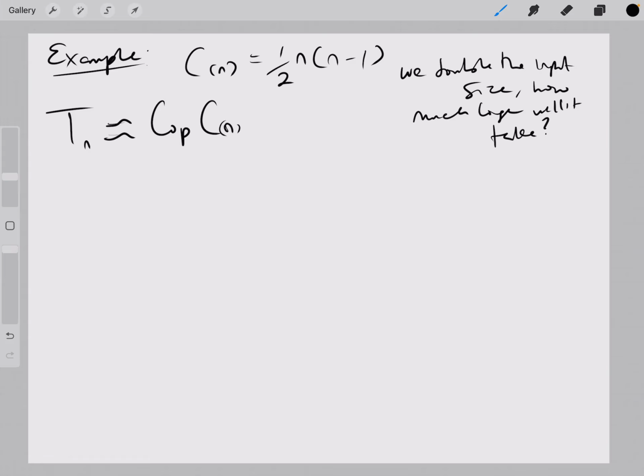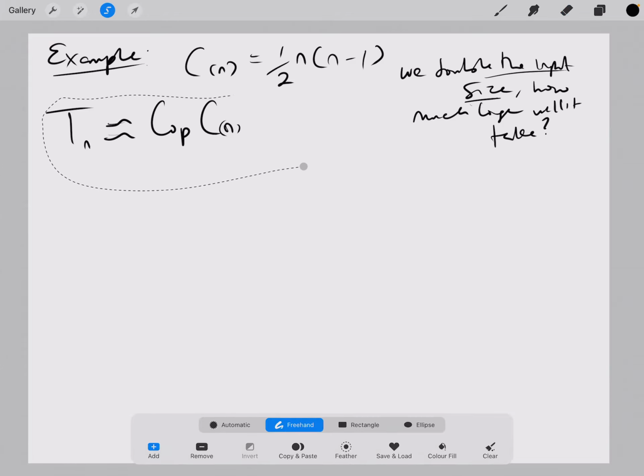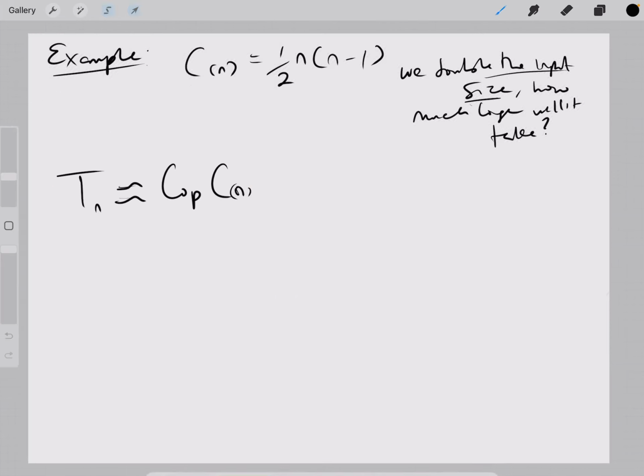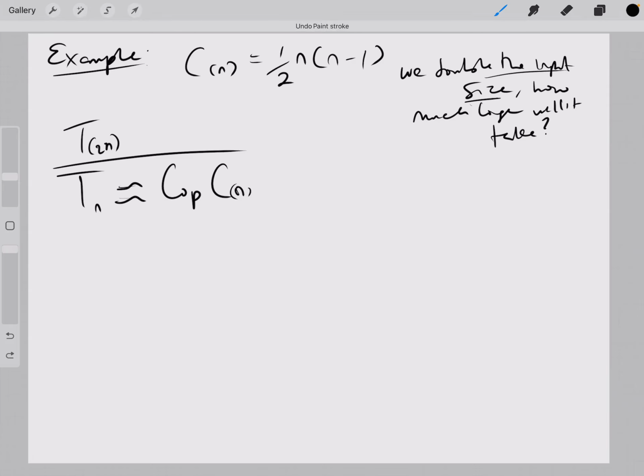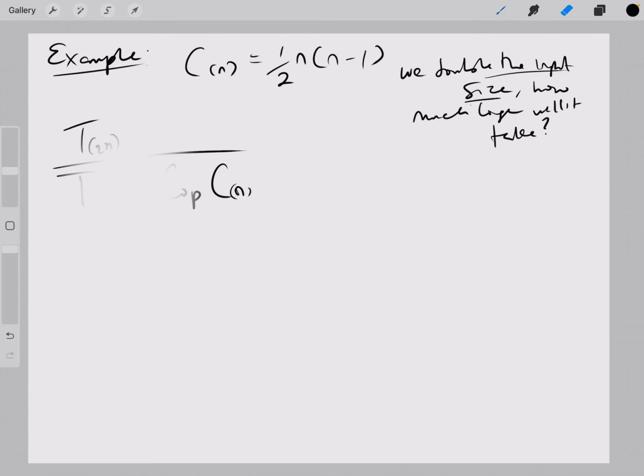Having dealt with this, since we are doubling the input size and we want to find out how long it will take, we are going to have a ratio to deal with here. So we will have T of n and T of 2n. Let's just create the ratio for them. And how do we do that? We simply take T of 2n divided by T of n.